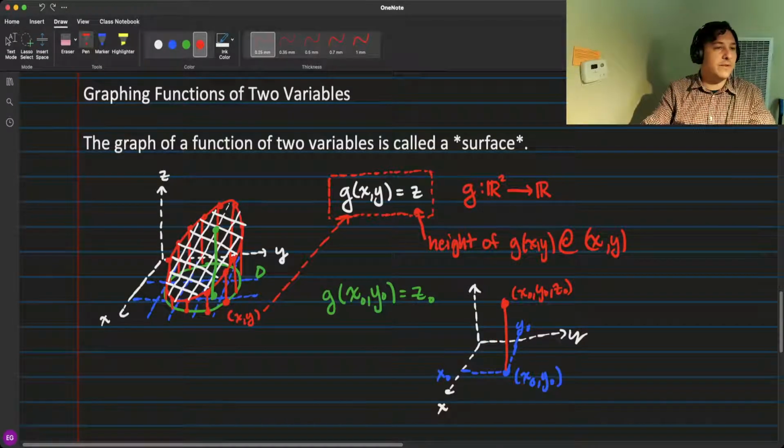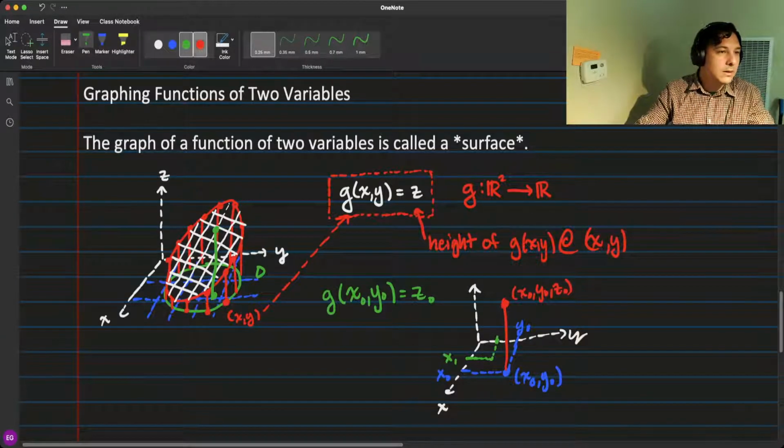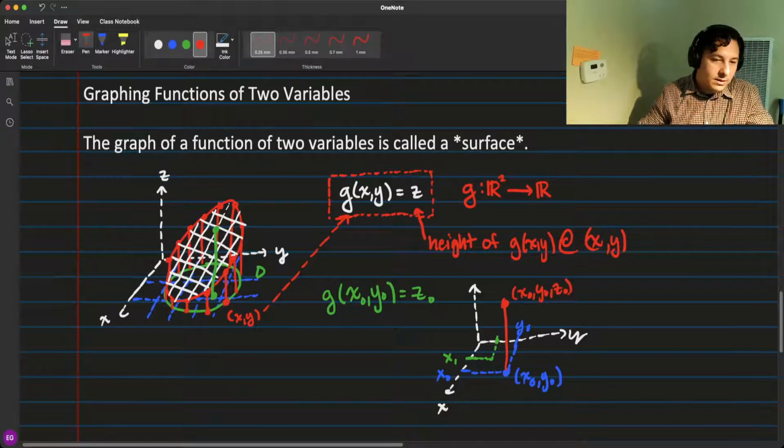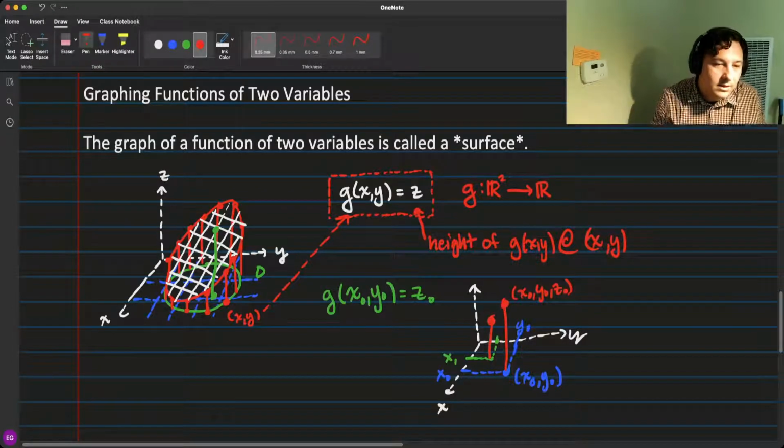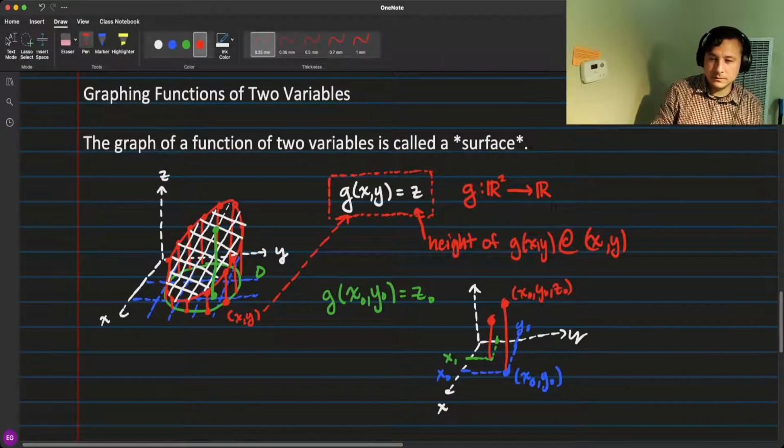Okay, and then you could do that for some other point, x1, y1, right there. You find your point on the plane, and then you're going to get some height, z1. And then you collect all these dots up here, and that gives you your surface. So let's do an example.